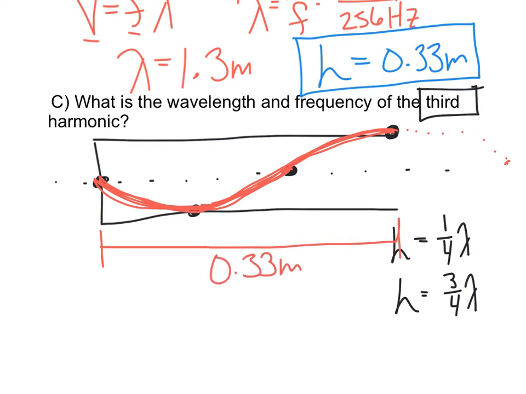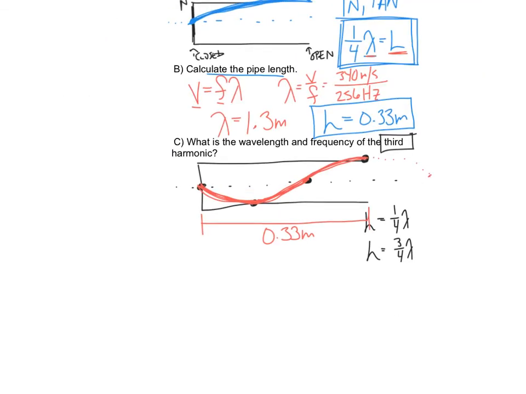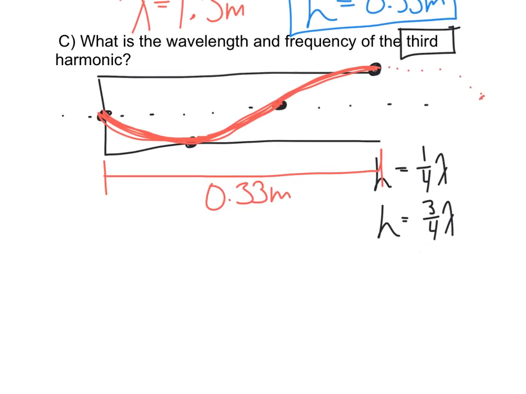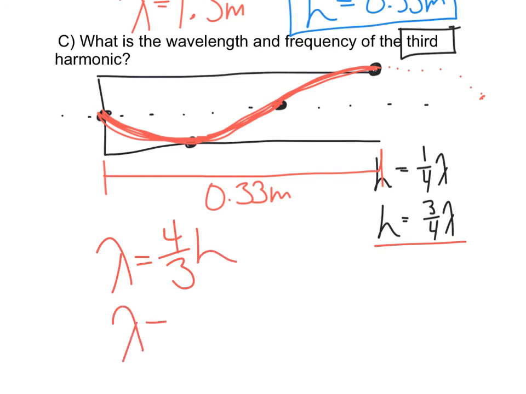Okay? Now, remember that I've already determined the length of this pipe to be 0.33 meters. And so my next step is going to be to determine the wavelength and frequency. So one way that we can do that is with this equation. If I know the length of the tube itself, I can figure out the wavelength because I know wavelength should equal 4/3 times the length of the tube. And what I find there is that my wavelength is 0.44 meters.